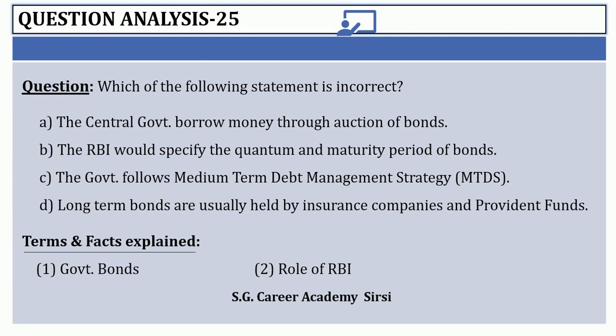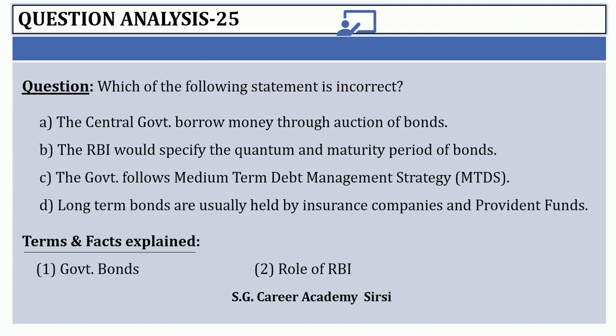But the second one, that the RBI would specify the quantum and maturity period of the bonds, is not correct actually. The government itself will specify the quantum and the maturity period. So the second option is wrong, that is, B is incorrect.